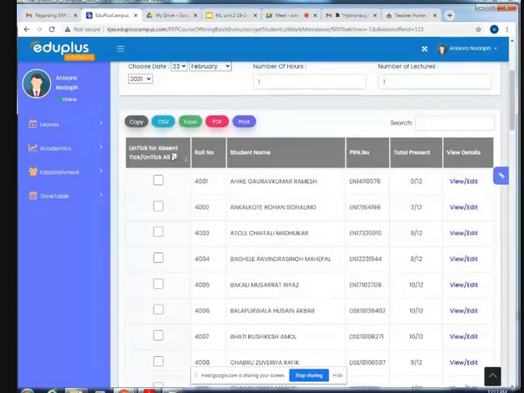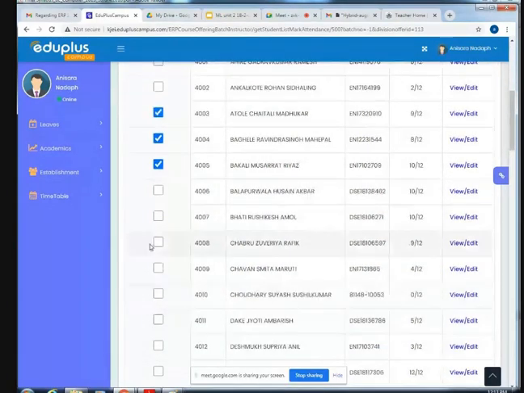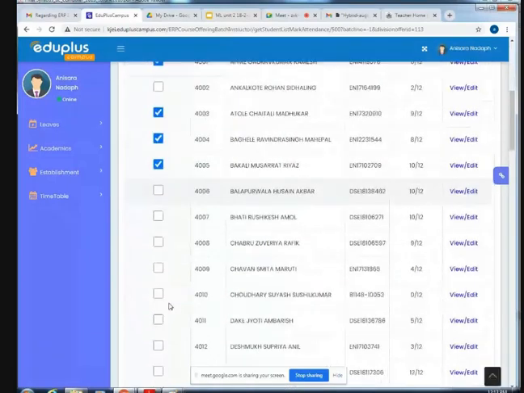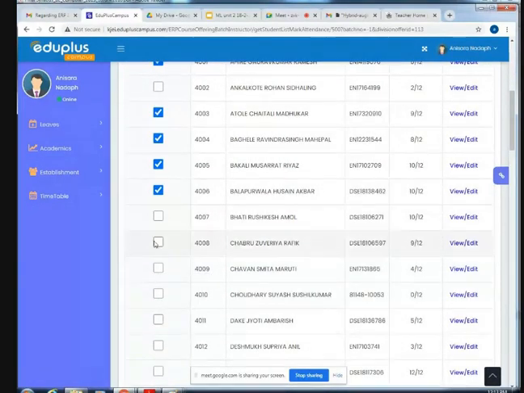Roll number 1 to 5, who all are present? Just write in the chat box. People, please do not write first. Whenever I am telling, at that time you write the roll numbers. Roll number 1 to 5. Because I cannot go on checking each and everything. Roll number 6 to 10.